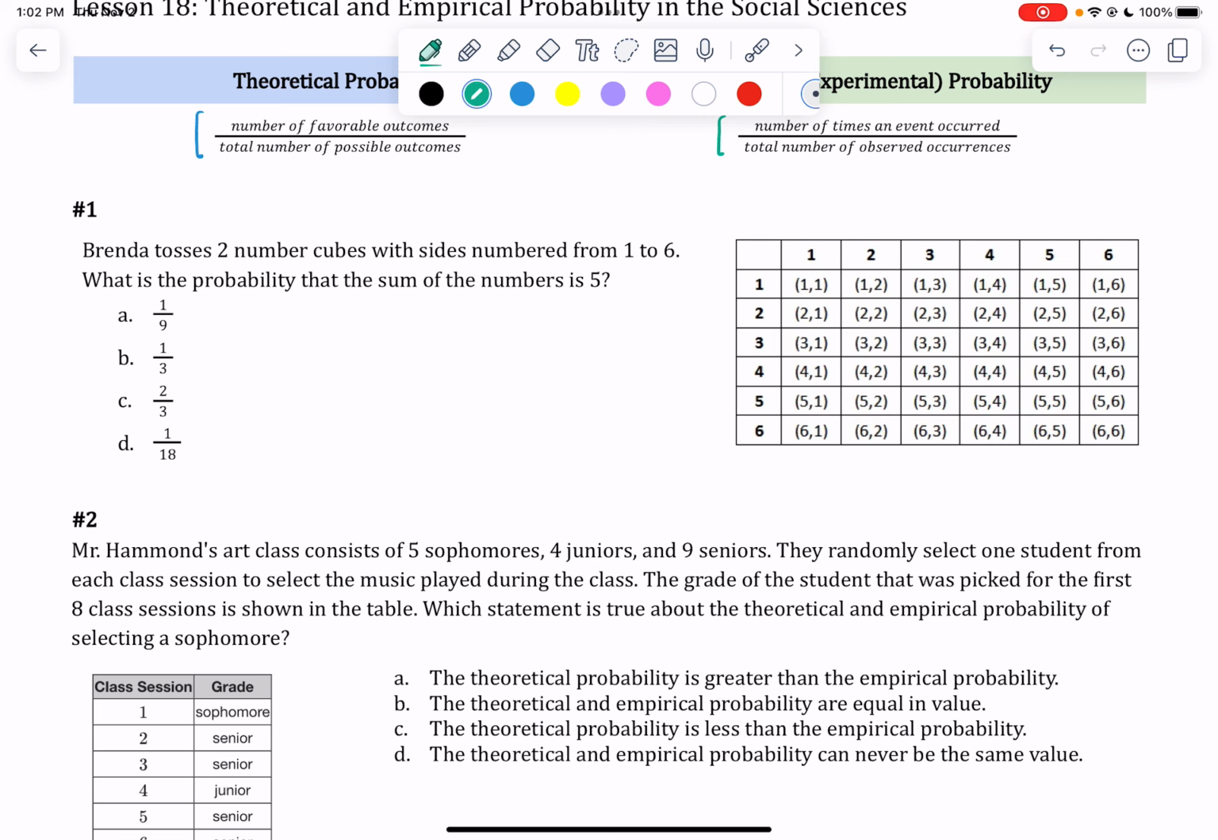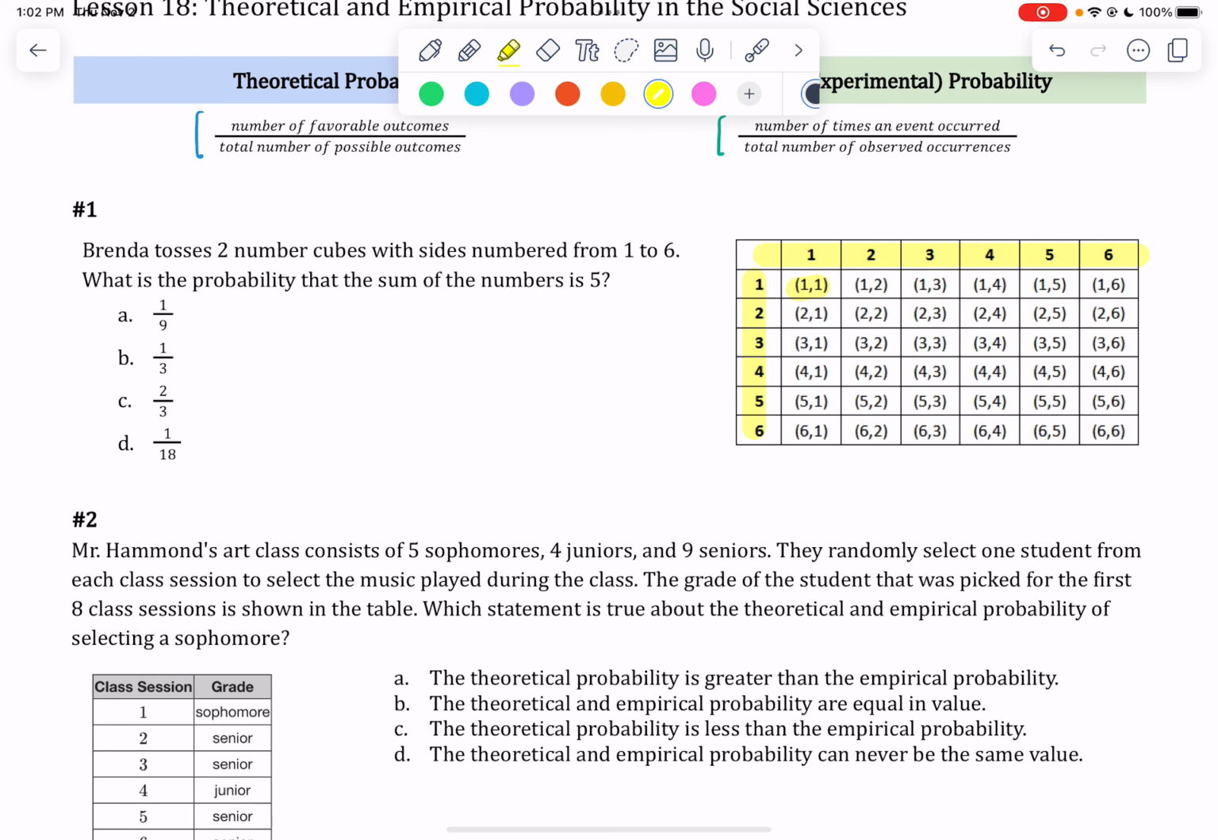So number 1: Brenda tosses 2 number cubes, so 2 dice with sides numbered 1 through 6. What is the probability that the sum of the numbers is 5? This table on the right shows all of the possible outcomes of rolling 2 six-sided dice just one time. This top row represents the first die. You can land a 1, 2, 3, 4, 5, or 6. And then this first column represents the second die. You can land on 1 through 6. So all of these possible outcomes can happen just from rolling one time.